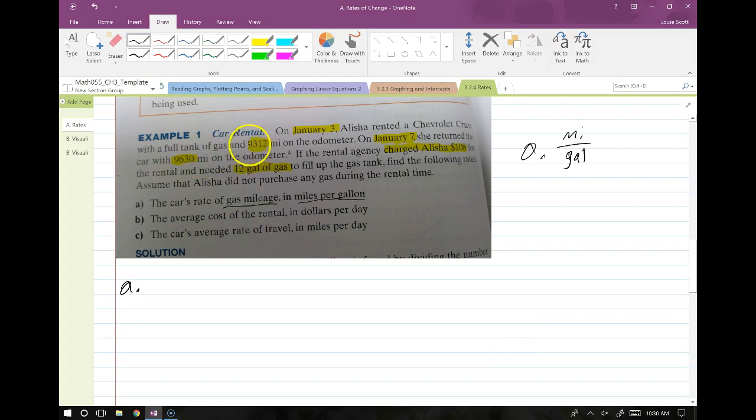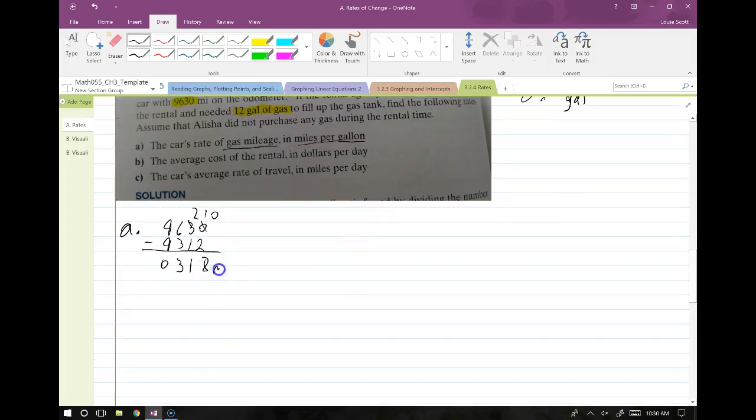So she started out with 9,312, ended up with 9,630. So this is 9,630 minus 9,312, excuse me. So go ahead and do our math on this. And this gives us 318 miles, okay?